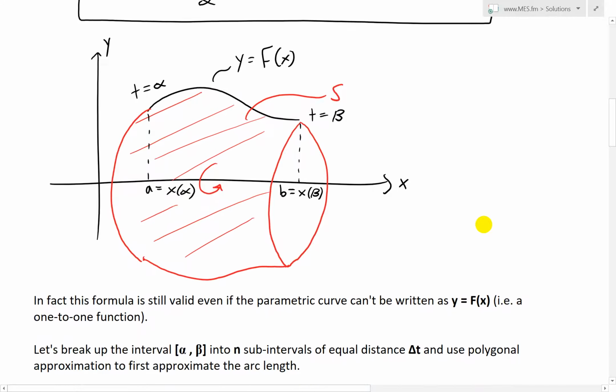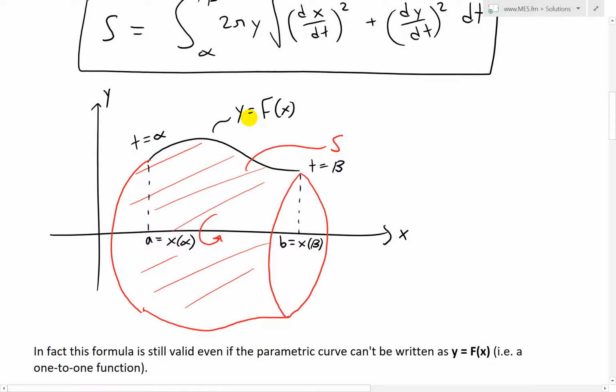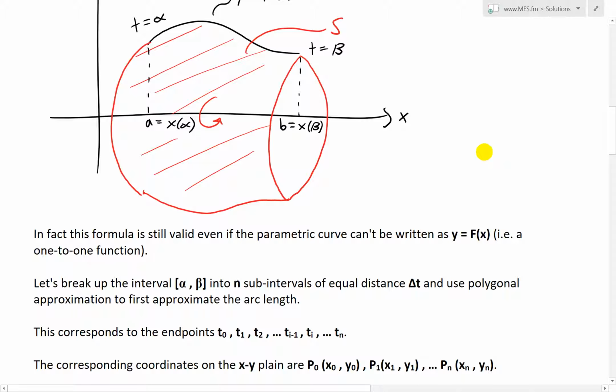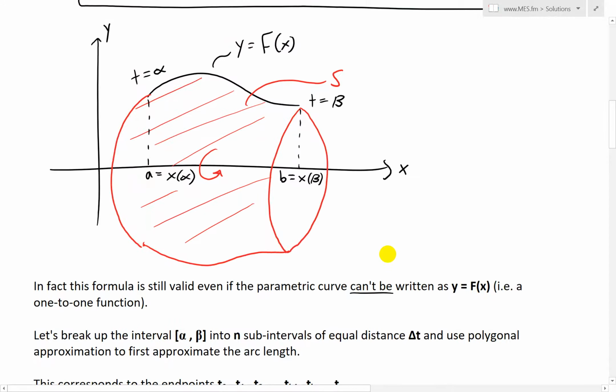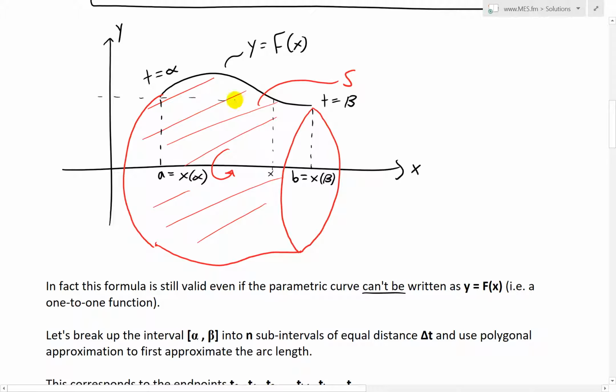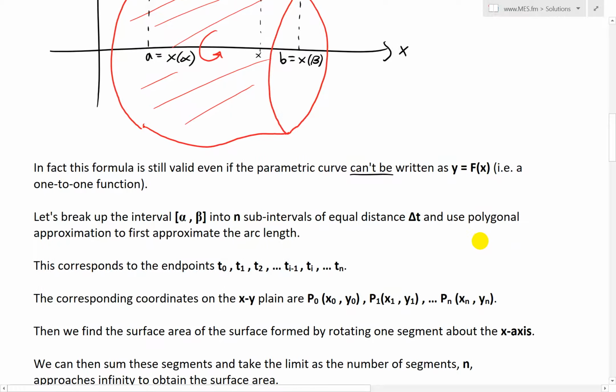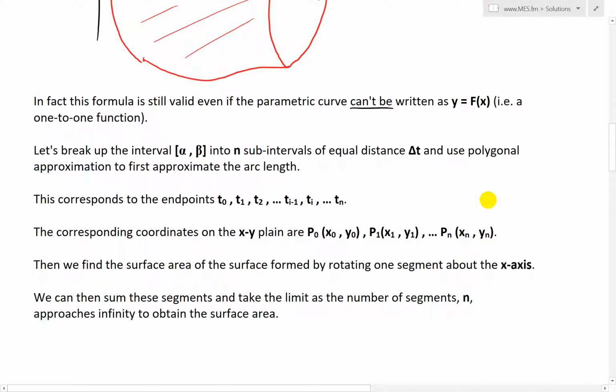In part 1 I went over the case where we have this y equals f of x type of function. But in fact this formula, just like the arc length proof that I went over, is still valid even if the parametric curve can't be written as y equals f of x, i.e. a one-to-one function. You could just write it like this if for every one x value we have one y value. But what if we don't? What if we can't have that? Well, this formula is still valid.